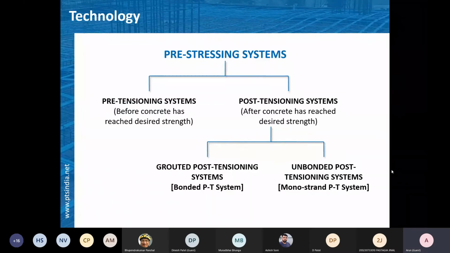Now, in post-tensioning systems, there are two systems. One of them is known as grouted PT system, or bonded PT system. The other one is known as unbonded PT system, or monostrand PT system. So we are into the last one, that is unbonded PT systems. We brought this system to India in 2006, and till now we have completed more than 1,800 projects with this system, and this is the history of our company PTSI.